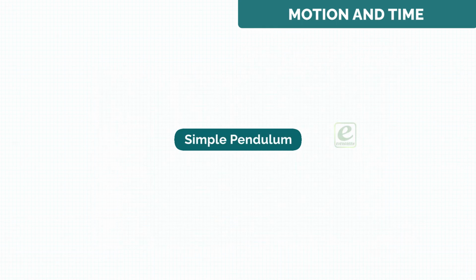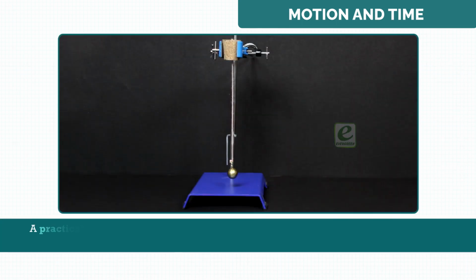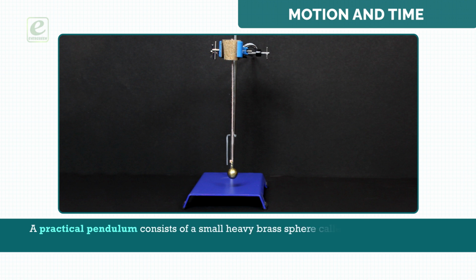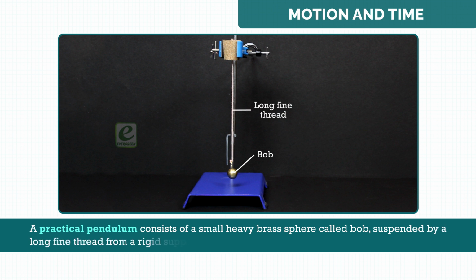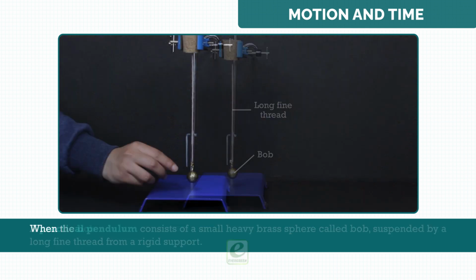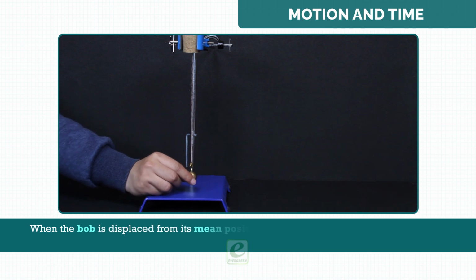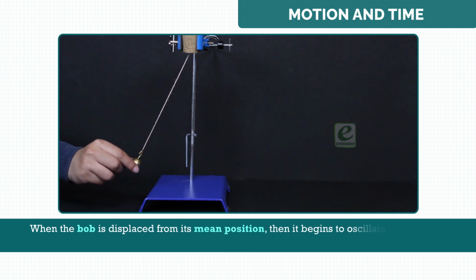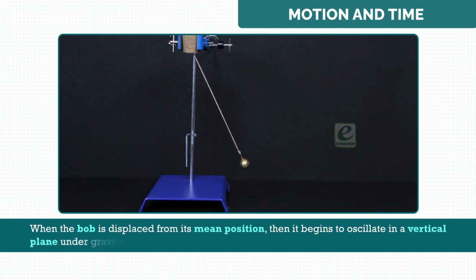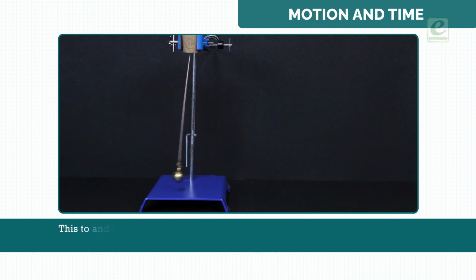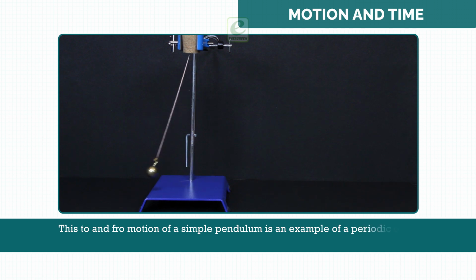Simple pendulum. A practical pendulum consists of a small, heavy brass sphere called bob, suspended by a long, fine thread from a rigid support. When the bob is displaced from its mean position, then it begins to oscillate in a vertical plane under gravity to and fro about the mean position. This to and fro motion of a simple pendulum is an example of a periodic or an oscillatory motion.